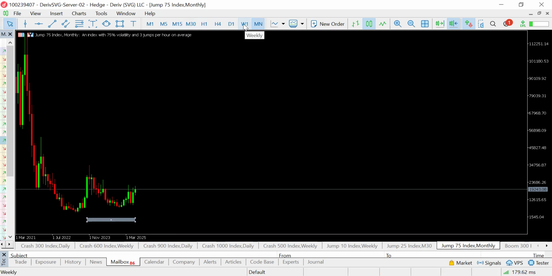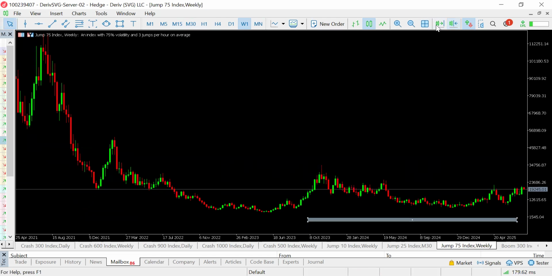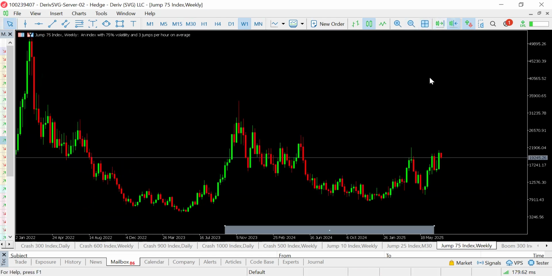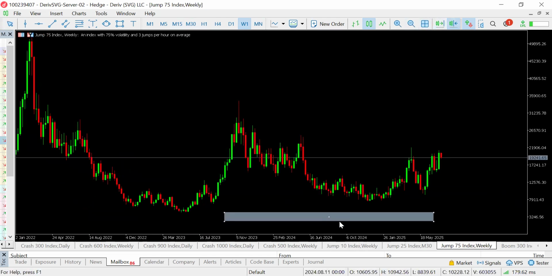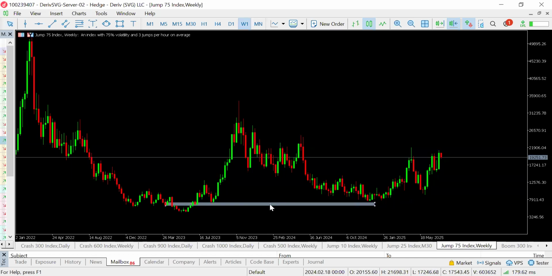That takes us to the weekly time frame. Now on the weekly time frame, it's almost the same thing. There isn't much new information for us to work with, other than the fact that when the market made the last lower low, lower high, the market went into a range here.